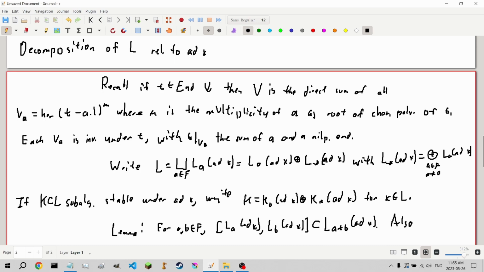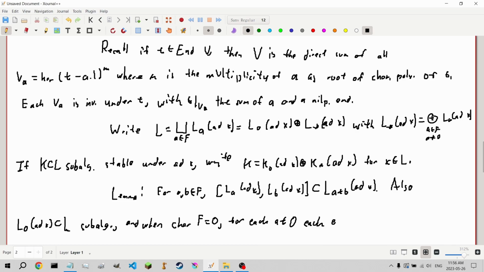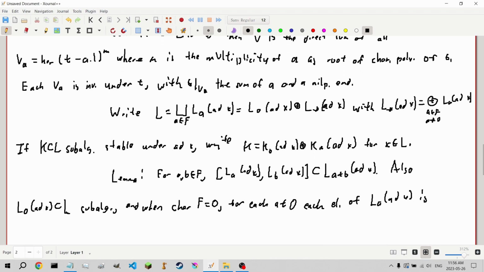We also see from this that L_0 of the adjoint of x is a subalgebra, and when the characteristic of our field is 0, for each non-zero a, each element of L_a of the adjoint of x is adjoint nilpotent.